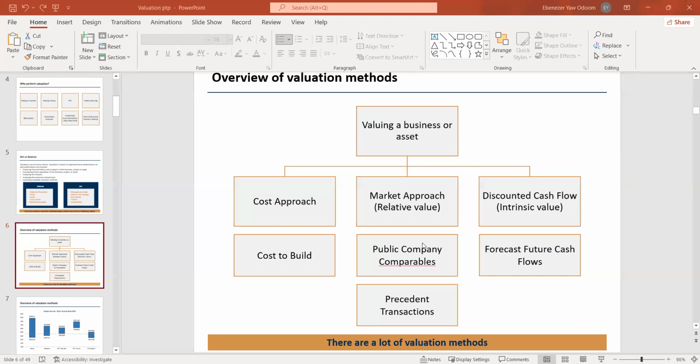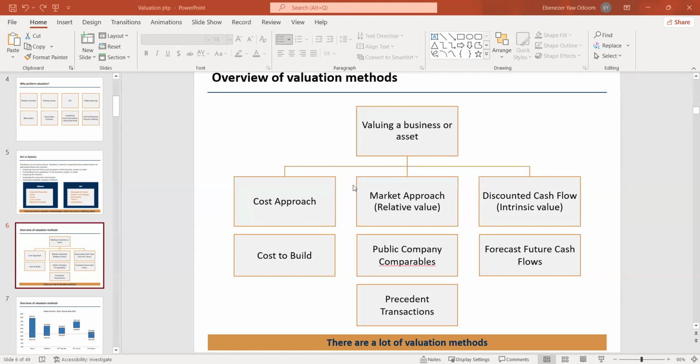if you want to value MTN Ghana, and you are performing valuation on MTN Ghana, and you have the value of Vodafone, you have the value of Airtel, Tigo, you have the value of Safaricom, you have the value of the other telcos around. You can be able to say that, since MTN is valued at this amount by these comparable similar companies, you can derive a relative value for Vodafone Ghana.